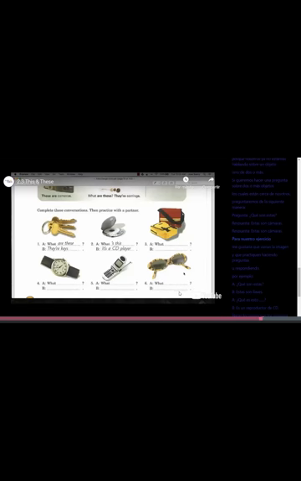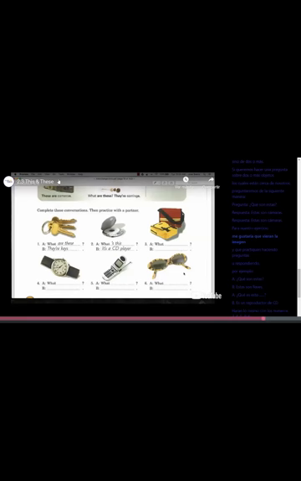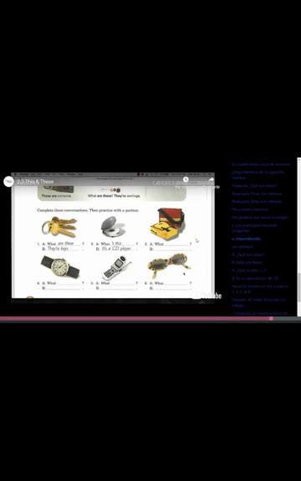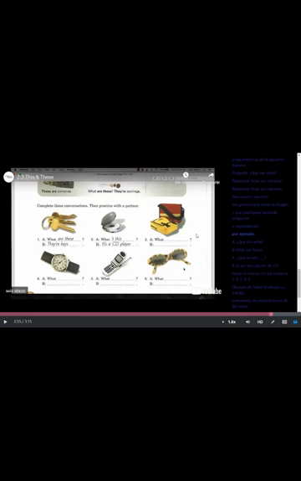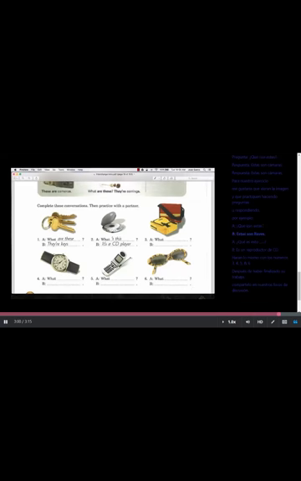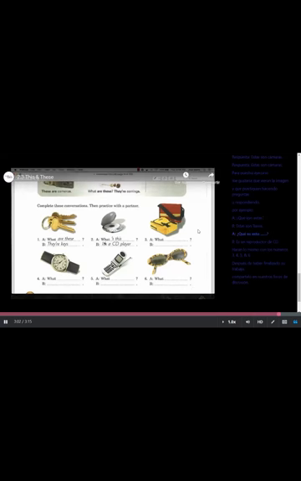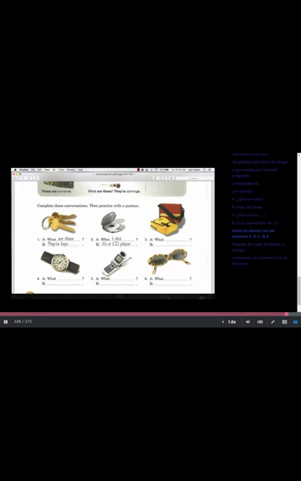For our practice exercise, I would like for you to look at the image and practice making questions and answers. For example, what are these? They're keys. What's this? It's a CD player. You're going to do the same with numbers 3, 4, 5, and 6.